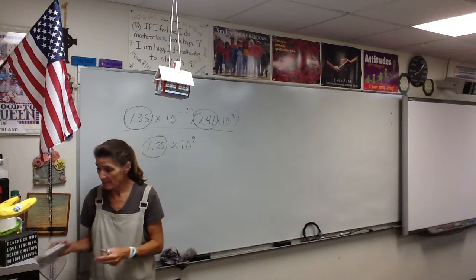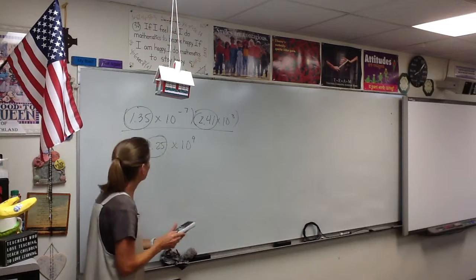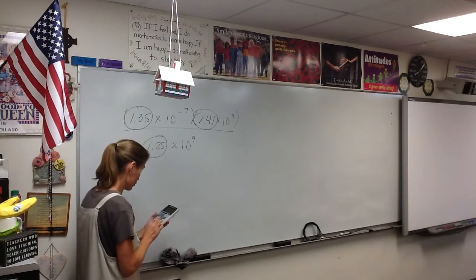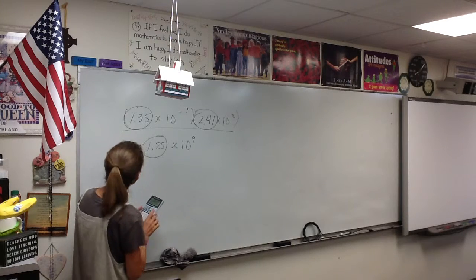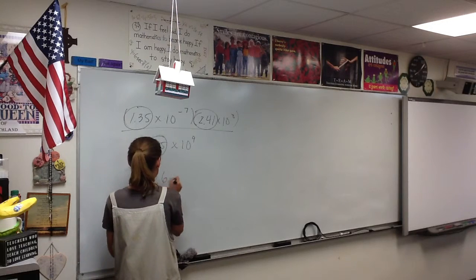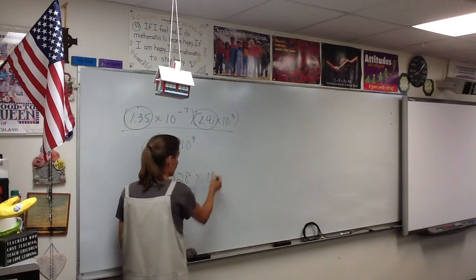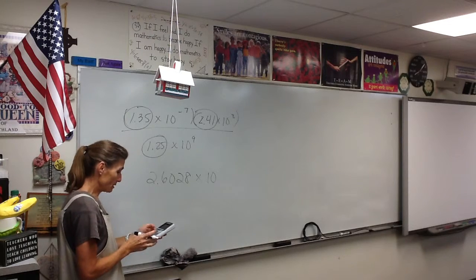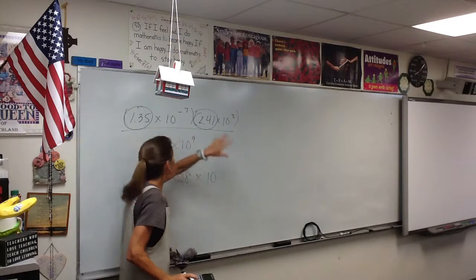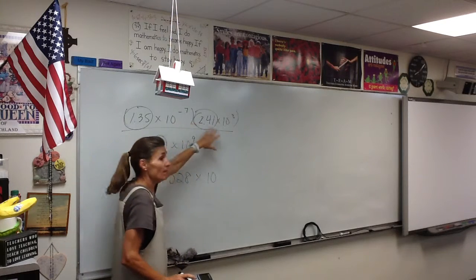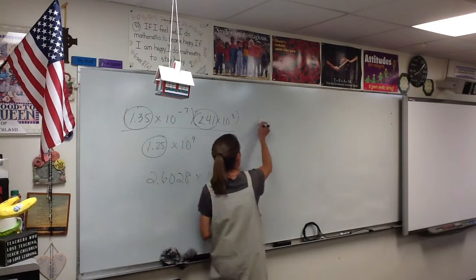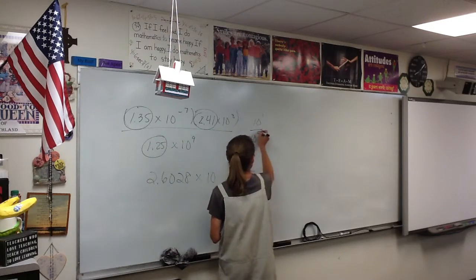So I'm going to take out my handy dandy calculator. And I'm going to do 1.35 times 2.41 divided by 1.25. And I get 2.6028 if I typed it in right. Now I'm going to deal with the tens. All right, how many tens do I have on the top? Eight, or one. All together, there's just one, because I've got negative 7 and 8. So I have 10 to the first on top, and I have 10 to the ninth on the bottom.